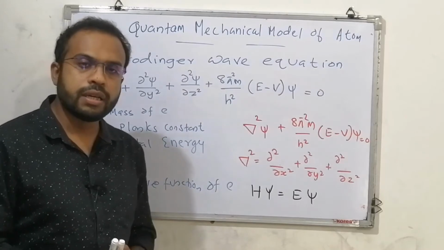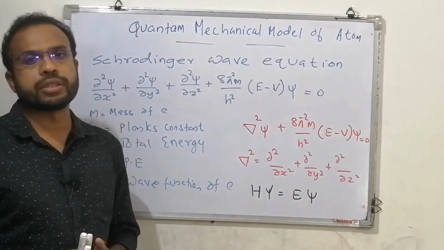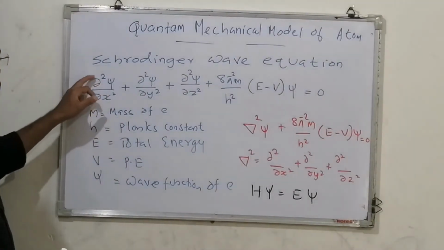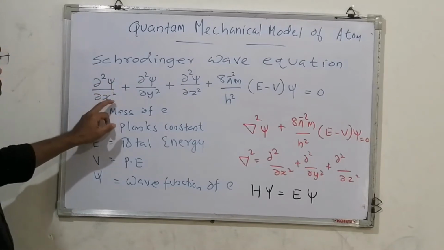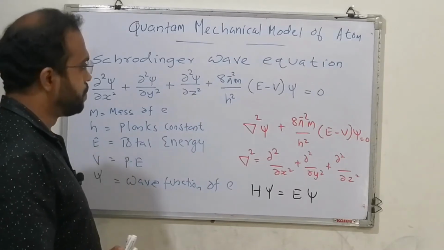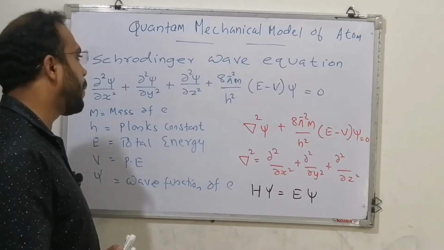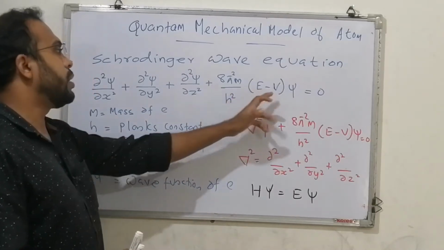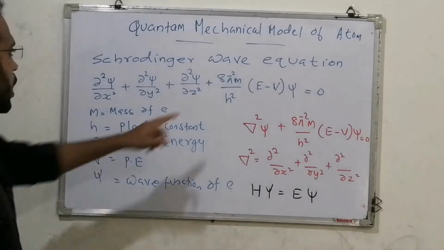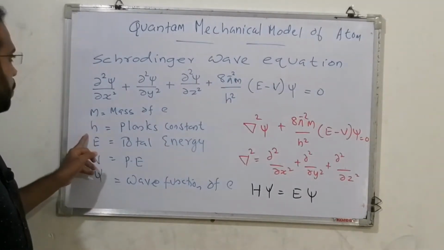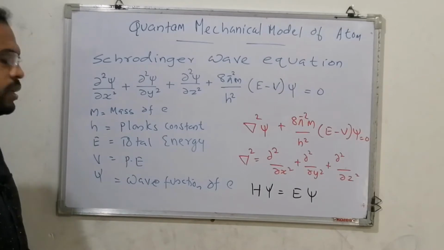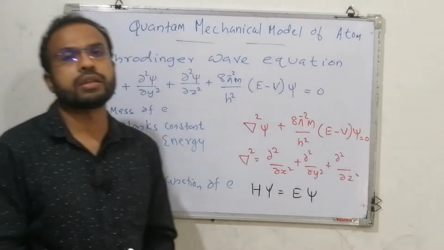What is Schrödinger wave equation? It's a three-dimensional differential equation to describe the properties of electron. This is ∂²ψ/∂x² + ∂²ψ/∂y² + ∂²ψ/∂z² + (8π²m/h²)(E − V)ψ = 0, where m is the mass of electron, h is the Planck's constant, E is the total energy of the electron, V is the potential energy of the electron, and ψ is the wave function of electron.